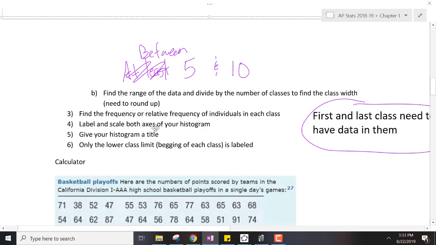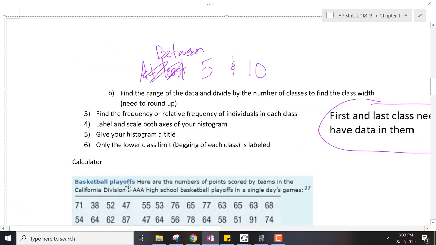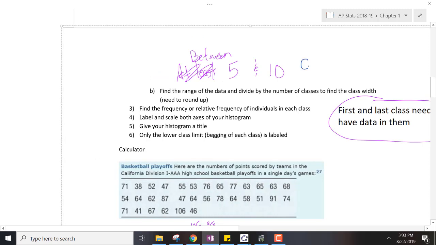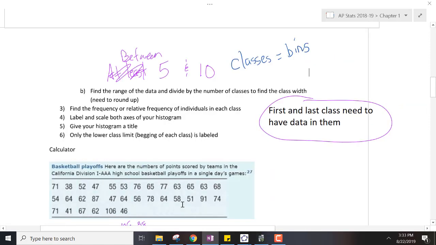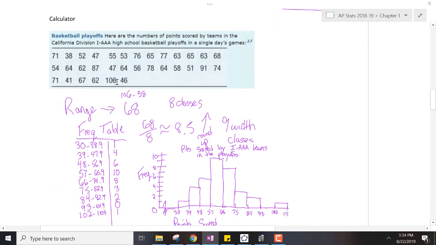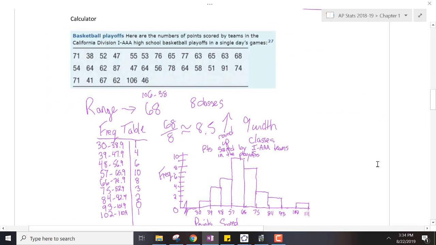We find the frequency or relative frequency of individuals in each class, label and scale both axes of your histogram, give your histogram a title, the most descriptive one we can, and only the lower class limit, beginning of each class, is labeled. Sometimes the classes are called bins. What your calculator uses, it's the same thing. The first and last class have to have data in them, or else we don't have that class, just get rid of it. So for instance, we're looking at our IAAA scores.